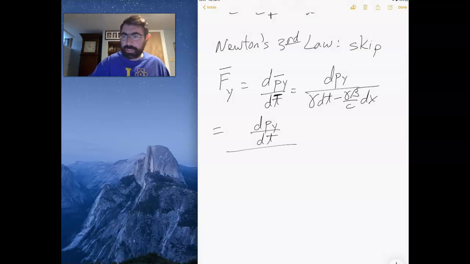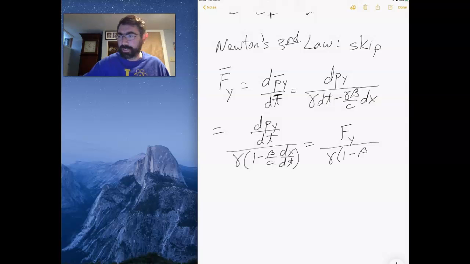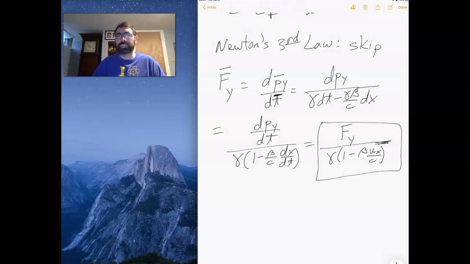I can then rewrite this as the change in momentum with respect to time, gamma times 1 minus beta over c dx/dt, which then looks like the force in the y direction is gamma times 1 minus beta u, the x component of the velocity, divided by c. So I can write basically in ordinary time what the conversion of the forces would be between one frame and the other frame.